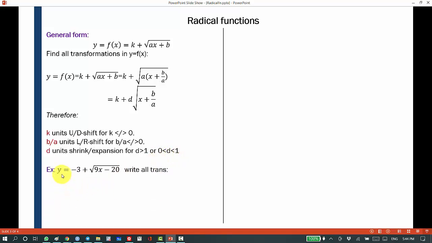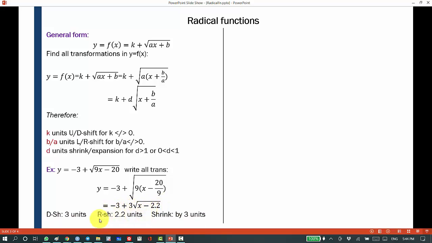For instance, consider y equals minus 3 plus the square root of 9x minus 20, and write all transformations. We start with taking 9 as a common factor, x minus 20 over 9. Square root of 9 is 3, we move it outside. As a result, we get minus 3 plus 3 times the square root of x minus 2.2. Hence, we have a downward shift by 3 units, a right shift by 2.2 units, and a shrink by factor 3.